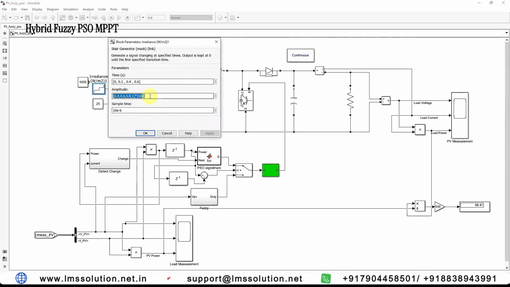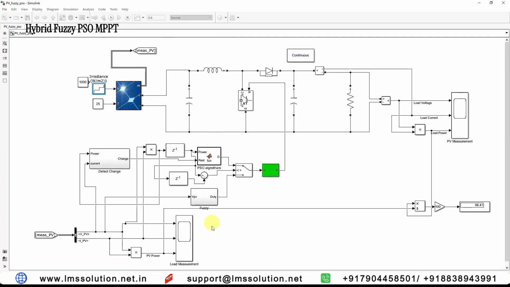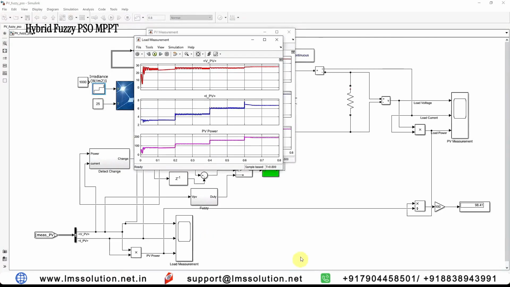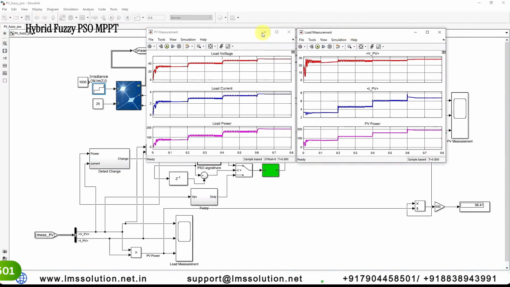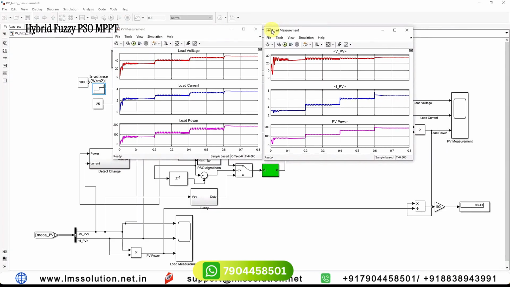Here you can see that every 0.2 seconds I'm going to vary the irradiation from 400, 600, 800, and 1000. Every 0.2 seconds the irradiation will be changed, and the corresponding result is going to be measured, and we are going to discuss it now. So this is the result we obtained from that solar PV and load.